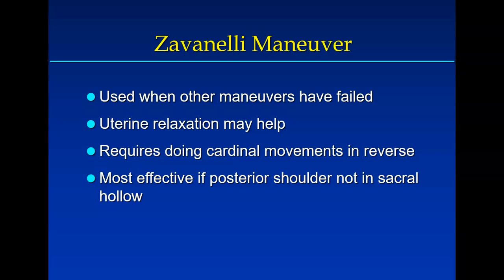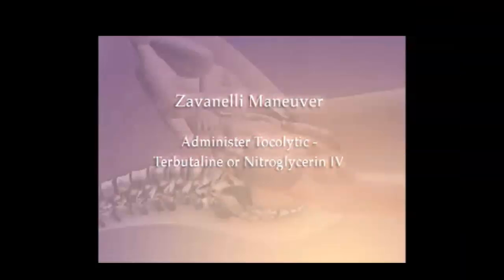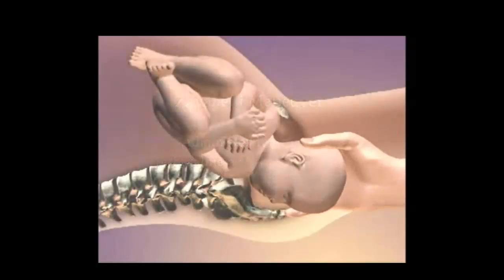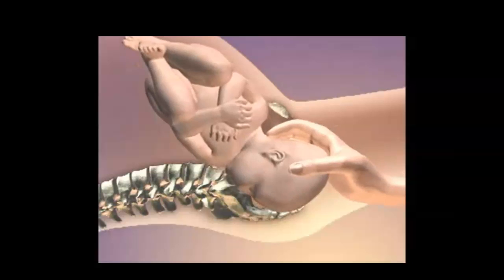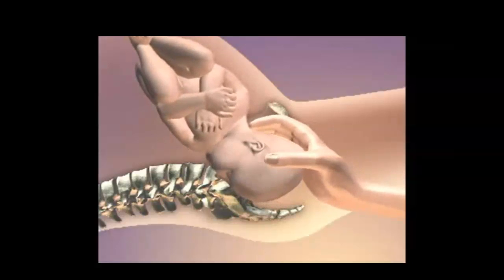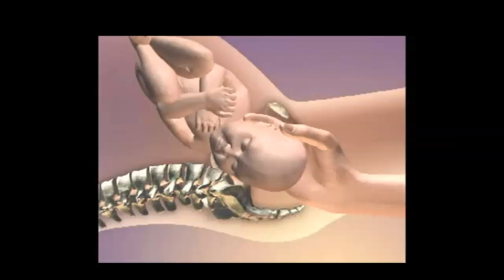Zavanelli maneuver is something that one uses when other maneuvers have failed. Certainly the use of some uterine relaxation may help. Important to recognize, it requires doing the cardinal movements in reverse. It also is most effective when the posterior shoulder is not significantly impacted into the sacral hollow. So here you can administer a tocolytic. Here you see rotating the head back from what it had rotated to externally, and then rotating it once more, and then flexing the head and pushing the baby up to get it delivered.